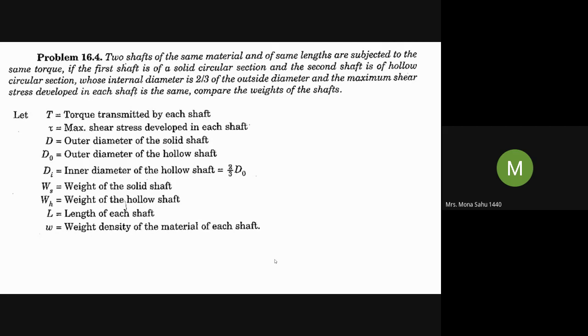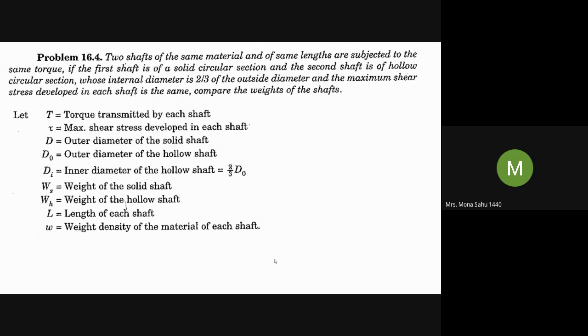Otherwise, just follow me. Two shafts of the same material and of same length are subjected to same torque. The first shaft is a solid circular section, the second is a hollow one whose internal diameter is 2/3 of the outside diameter. Same material, same length, same torque. And the maximum shear stress developed in each shaft is also the same. Compare the weights of the shafts.